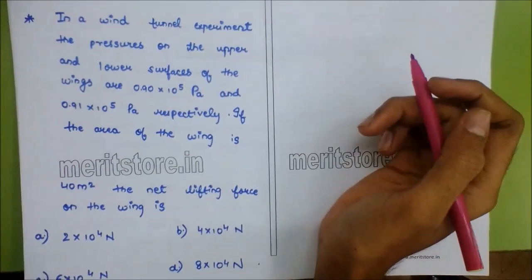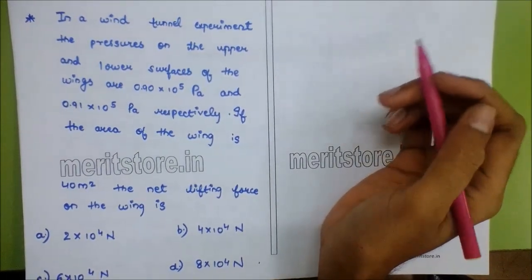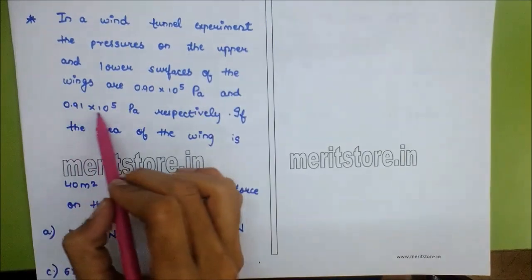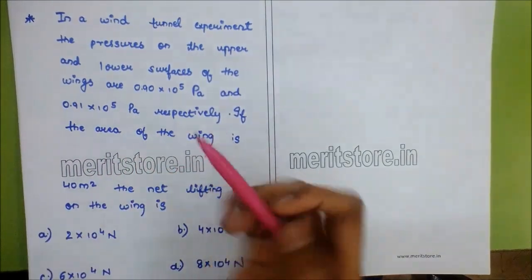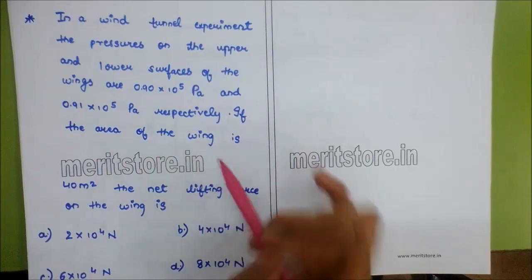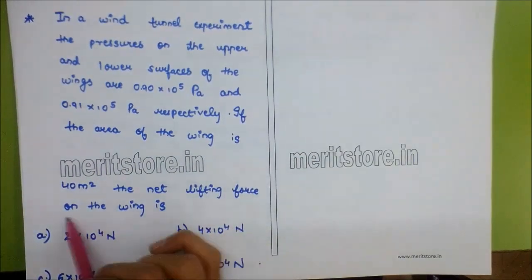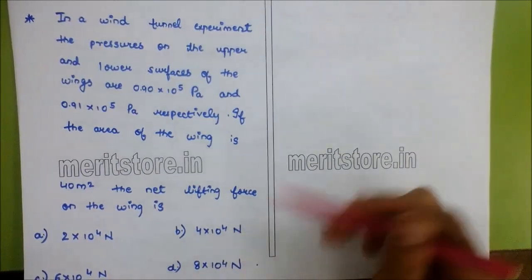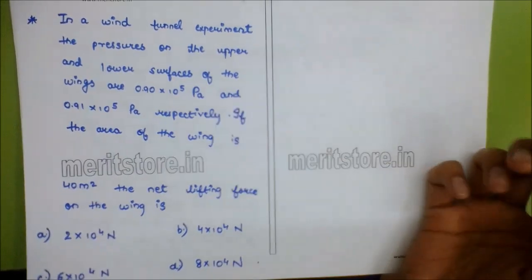In a wind tunnel experiment, the pressure on the upper and the lower surfaces of the wings are 0.90 into 10 raised to 5 Pascal and 0.91 into 10 raised to 5 Pascal respectively. If the area of the wing is 40 meters square, the net lifting force on the wing is 2 into 10 raised to 4 Newton, 4 into 10 raised to 4 Newton, 6 into 10 raised to 4 Newtons, or 8 into 10 raised to 4 Newtons.